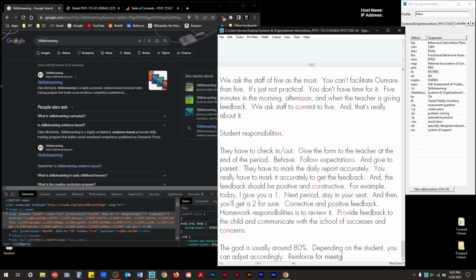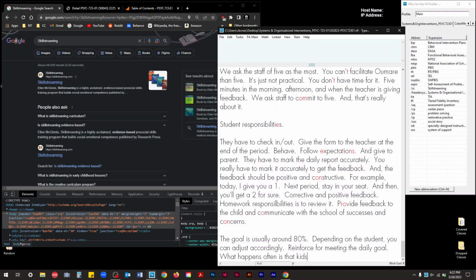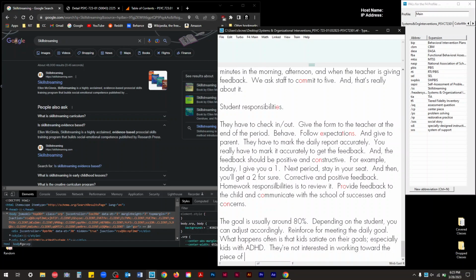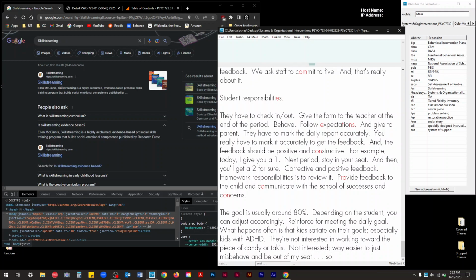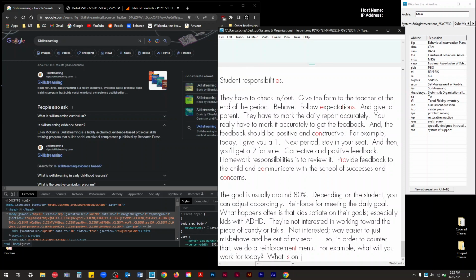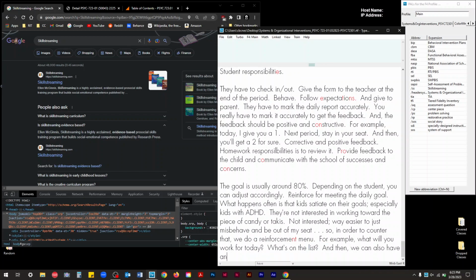What happens a lot of times is that kids satiate on their goals, right? Especially kids with ADHD. They're like, no, I'm not really interested in working towards that piece of candy or Takis. Takis is a good one. I'm really not interested in working towards these anymore. It's way easier just to misbehave and be out of my seat. So in order to really counter that, a lot of times we do a reinforcement menu. So what are you going to work for today? What's on the list? And then we can have also this kind of increasing level of reinforcement as well.